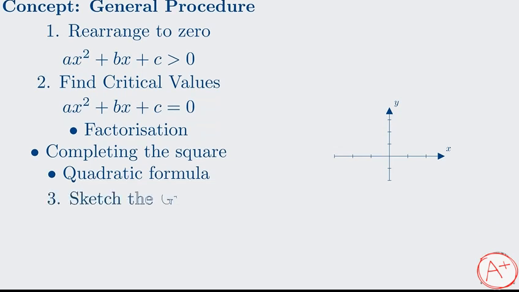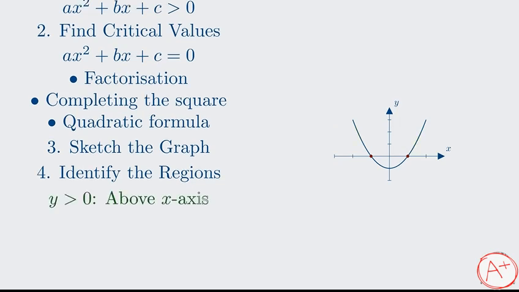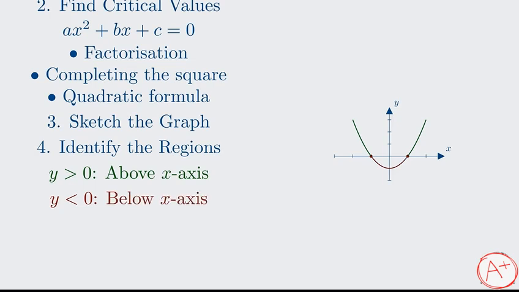You can find these by solving the quadratic equation using factorization, completing the square, or the quadratic formula. Third, sketch the graph. We don't need a perfect plot. We just need to know the shape and where it hits the x-axis. Finally, identify the regions on the x-axis where the curve satisfies the inequality. If we want values greater than 0, we look above the x-axis. If we want values less than 0, we look below it.